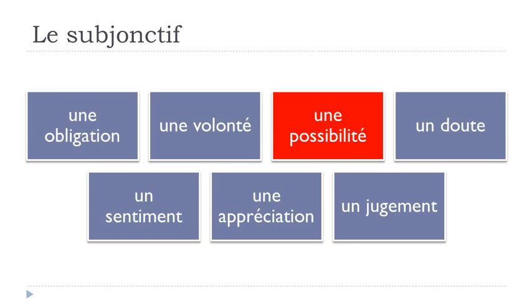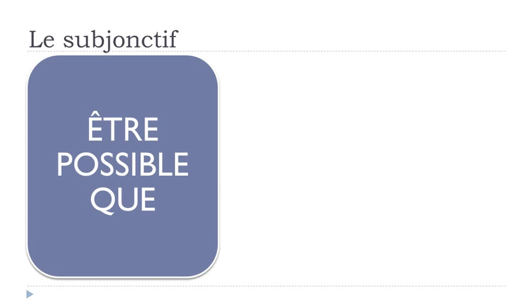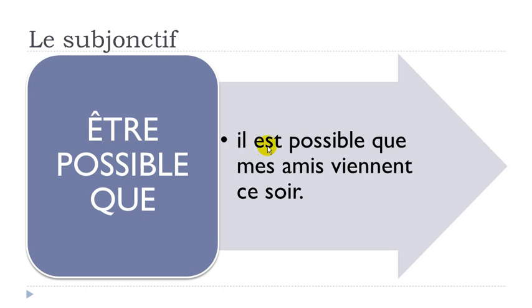So, une possibilité, possibility. So, let's see what we've got. The structure could be être possible que. Okay, to be possible. Donc, être possible and then que, as usual, remember. So, for instance, il est possible que mes amis viennent ce soir. Okay, il est possible que, so it could be translated like it is possible that, okay, mes amis, my friends, and then venir here, to come, so this form here is the subjunctive form, ce soir, tonight. So in that case, you should put your verb here at the subjunctive.